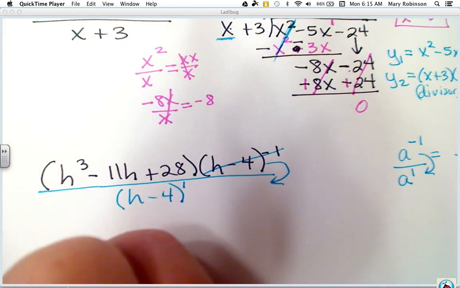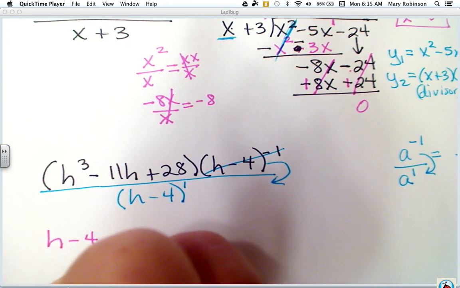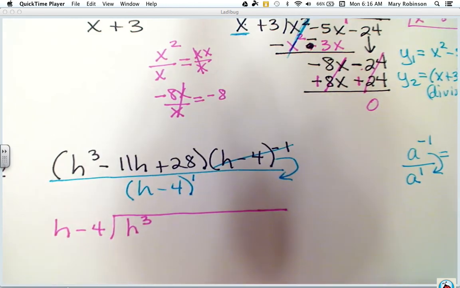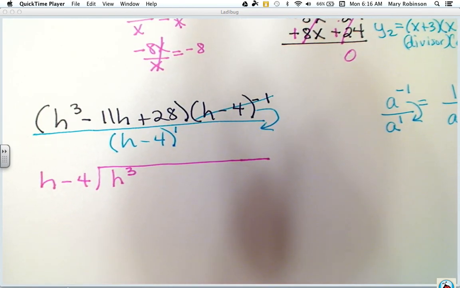So let's set this one up. We have our divisor of h minus 4 into h cubed, but now we have something that we're going to need to do in addition.